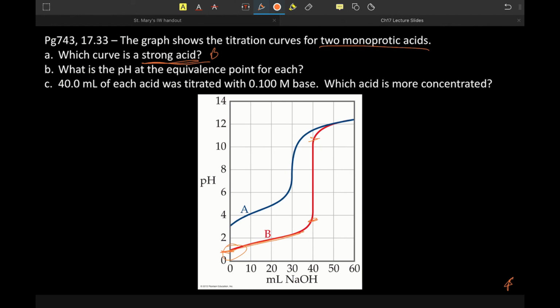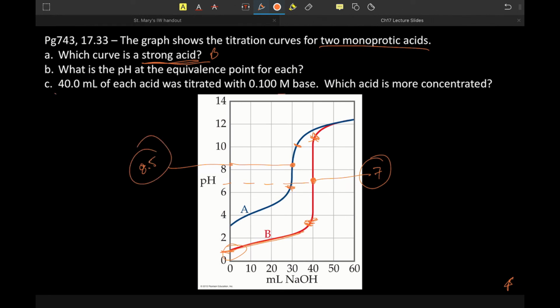What is the pH at the equivalence point? Typically, we look at where in between those inflection points, we go halfway and call that the equivalence point. So the pH at the equivalence point here is about 7. And for the blue one, same thing, we look for the inflection and go halfway, and we would say, I don't know, about 8.5.